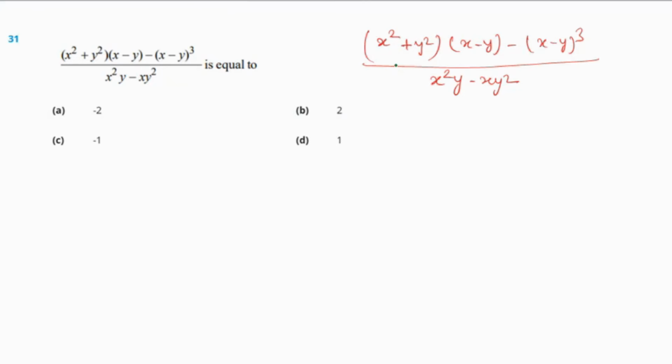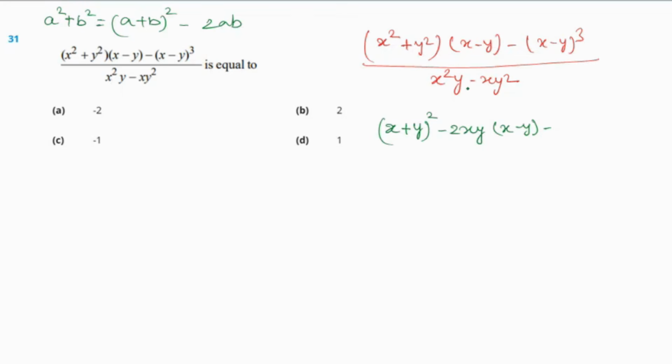As we can see, x square plus y square, we know the formula for a square plus b square, which is equal to (a plus b) whole square minus 2ab. We can apply that over here. So we will be getting (x plus y) whole square minus 2xy, we can replace it with this, times (x minus y) minus (x minus y) whole cube. That is already given to us.